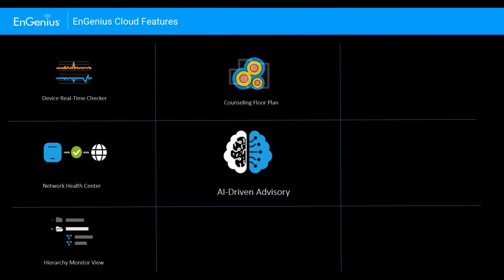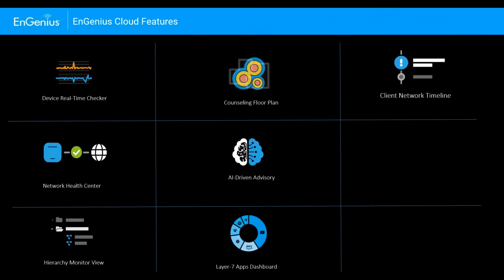So some of the current and future features you'll see with the cloud are the device real-time checker. That is a current feature. You can pull up access points, CPU usage, and memory usage. I'll show you that today. That gives you real-time information about the particular access point or switch, and allows you to further troubleshoot hardware, such as a memory leak, for example.